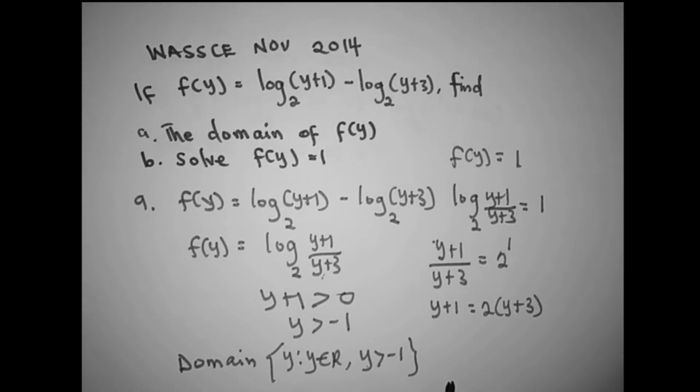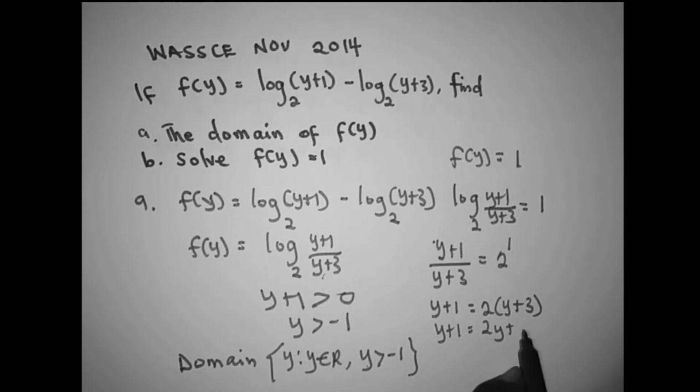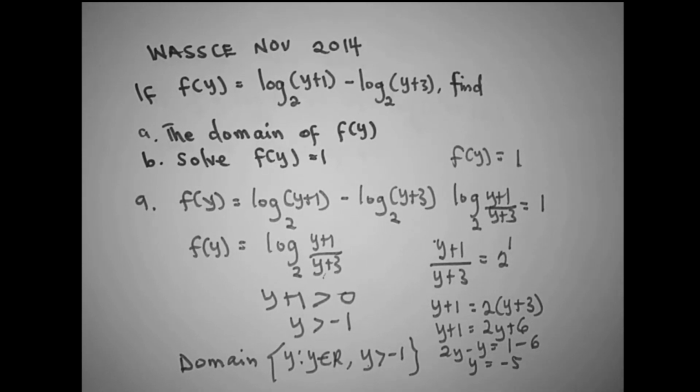So let's expand the bracket. y plus 1 is equal to 2 times y is 2y, plus 2 times 3 is 6. So we can take 6 to this side and bring y to this side. So we get 2y minus y equals 1 minus 6. So y is equal to minus 5.